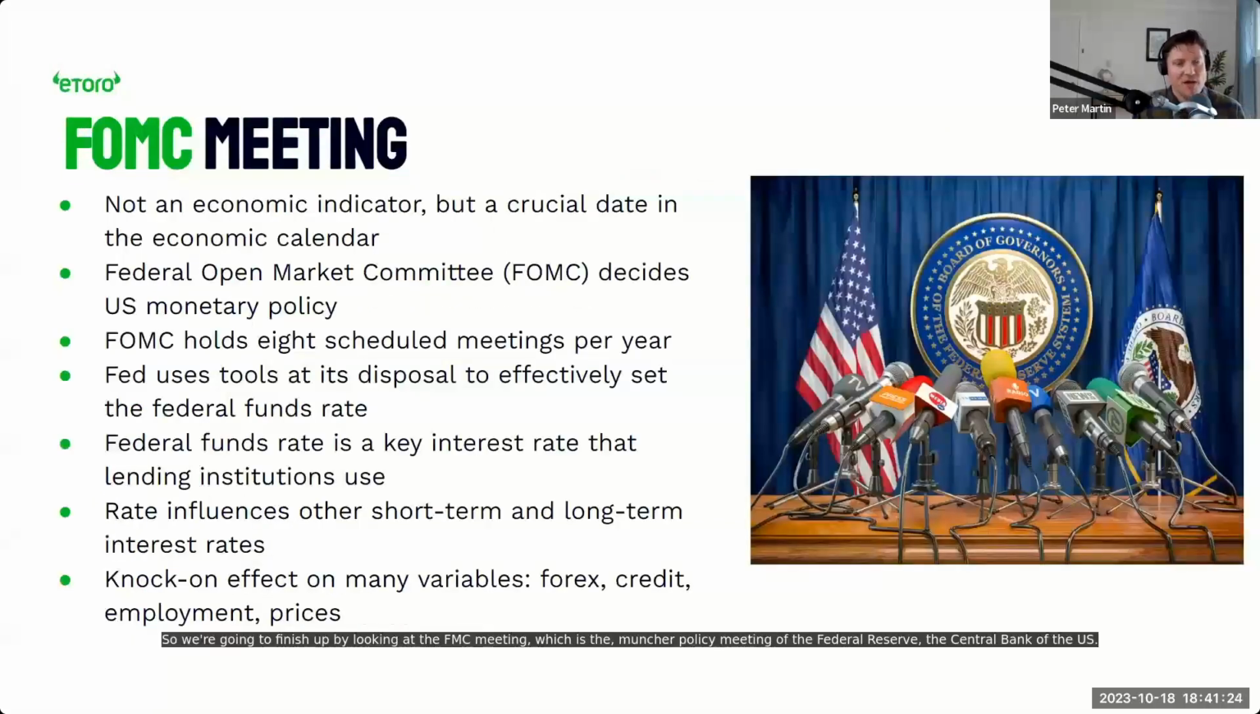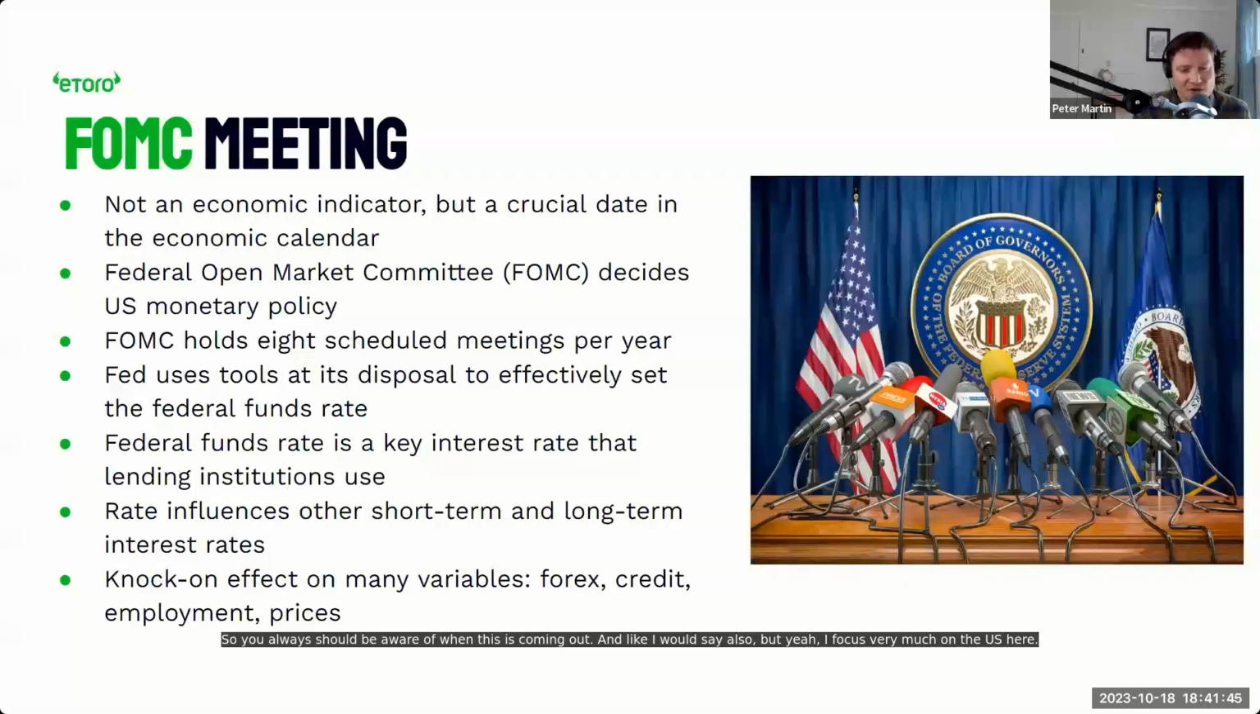So we're going to finish up by looking at the FOMC meeting, which is the monetary policy meeting of the Federal Reserve, the central bank of the US. This isn't an economic indicator, but it is a really important date in the economic calendar. So you should always be aware of when this is coming out.